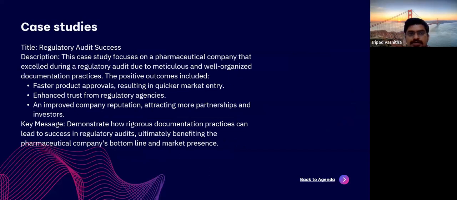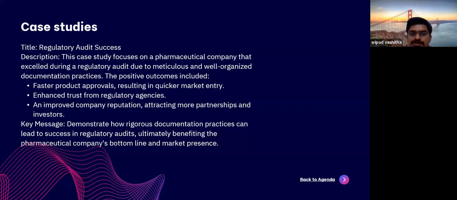So let's see one of the positive scenarios. A company focused on proper documentation, and it was well organized and everything was set at the right place at the right time. Then what would it yield? It would yield faster approvals, resulting in quicker market entries. It would also enhance trust within the regulatory entities and agencies, improve the company's reputation, and attract more partners and investors, right? So this would be a happy scenario, correct?